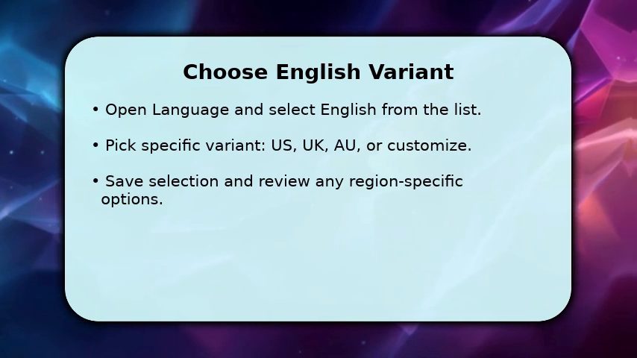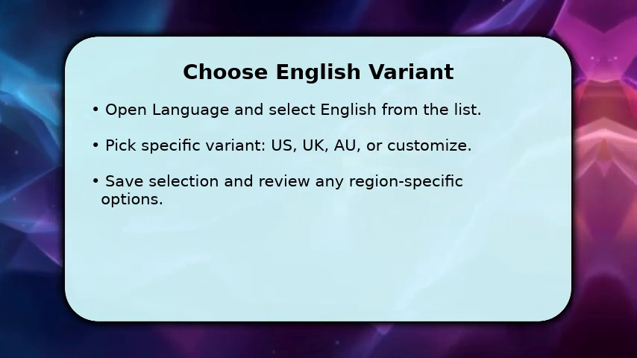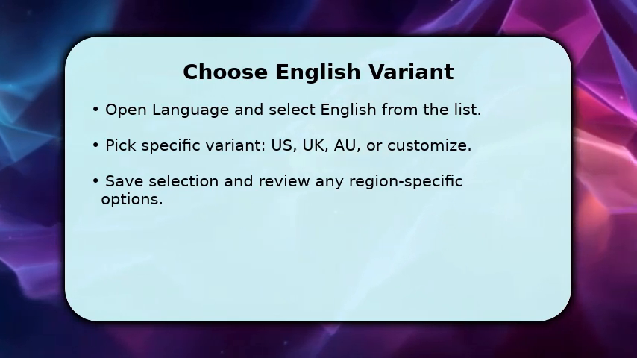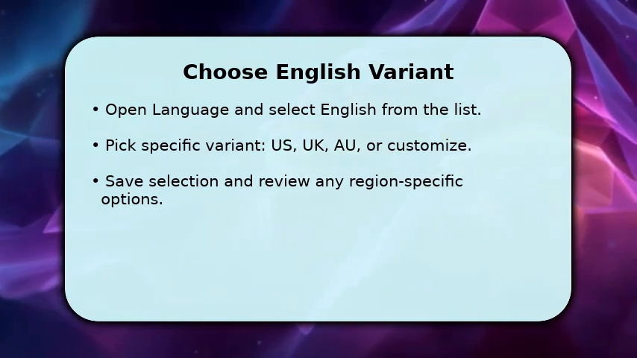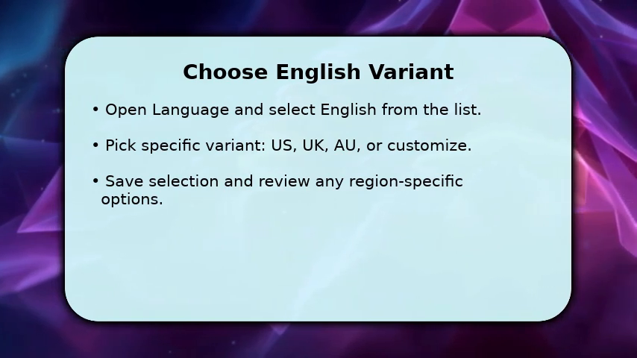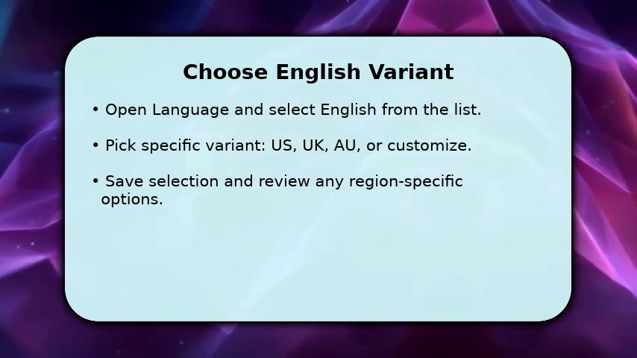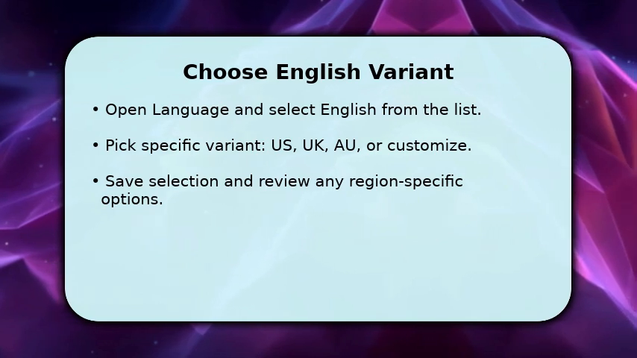Tap Language, then select English. A submenu usually shows variants like English United States, English United Kingdom, or English Australia. Choose the variant that matches your preference or audience. If there's an Advanced or Regional Options button, use it to set dialect, measurement units, and voice preferences.